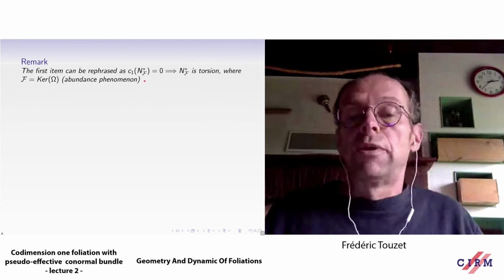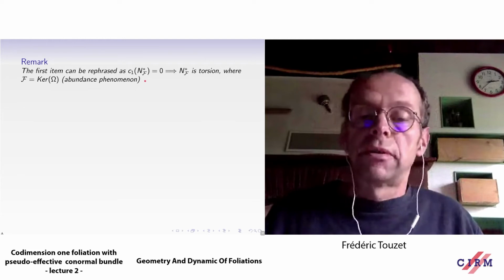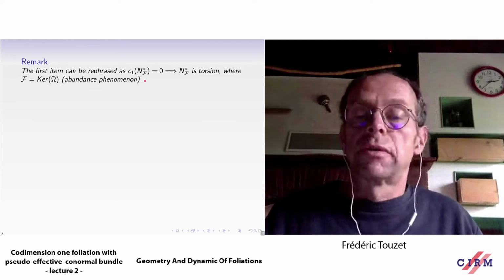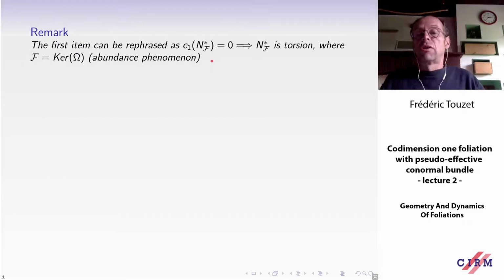The case where abundance holds. It is vanishing, the numerical vanishing. This equality corresponds exactly to the vanishing of the Kodaira dimension.